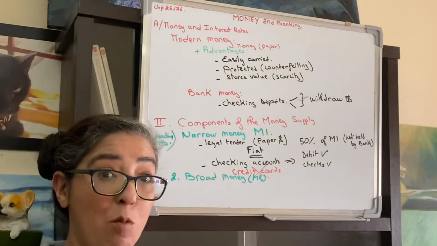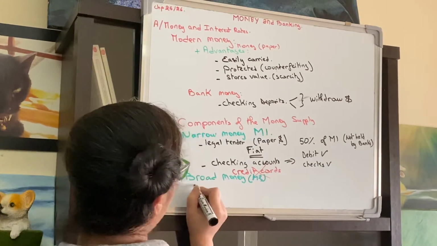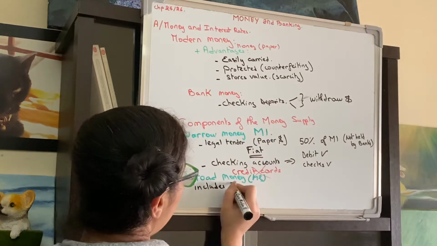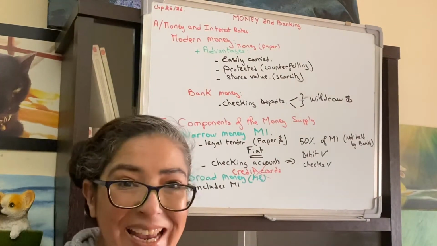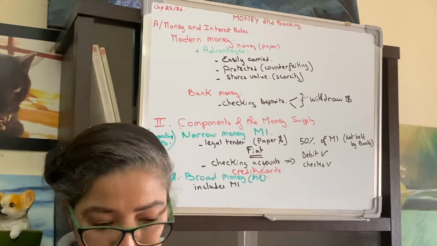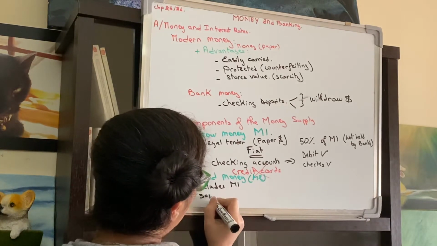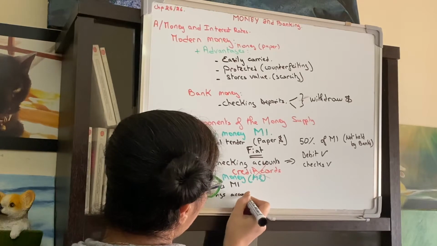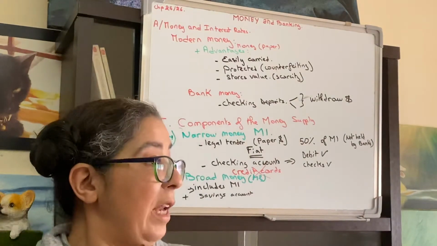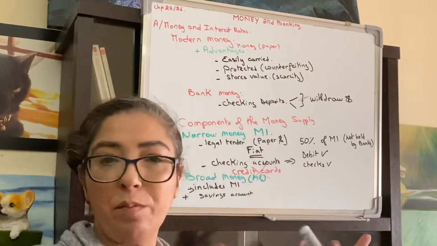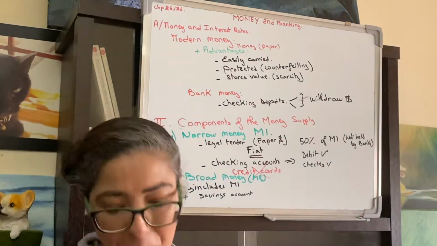So it includes M1. It includes all this, but then it adds to it. And what do we add? We add anything that you can turn quickly into M1. For example, a savings account. I have a savings account, so I can go to my bank and tell them, okay, stop this one, I want my money right now. And they're going to change it into a checking account and you can withdraw money.